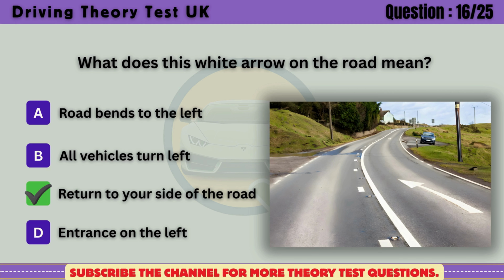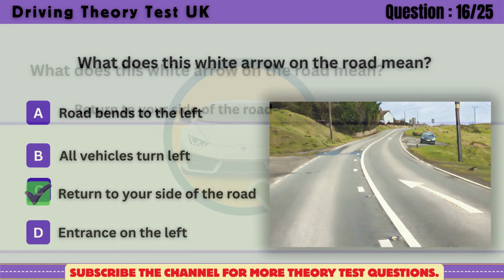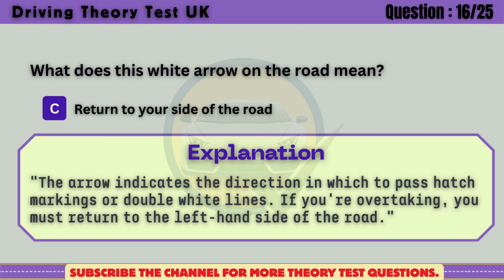Answer is C. Return to your side of the road. The arrow indicates the direction in which to pass hatch markings or double white lines. If you're overtaking, you must return to the left-hand side of the road.